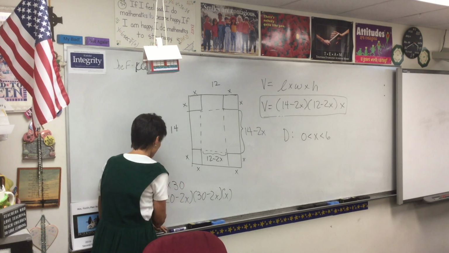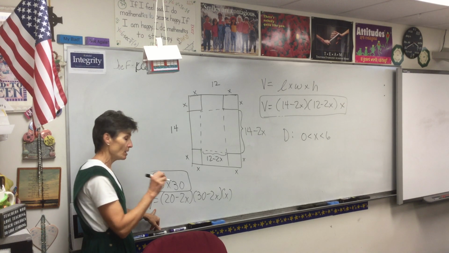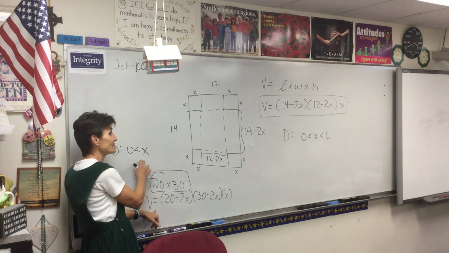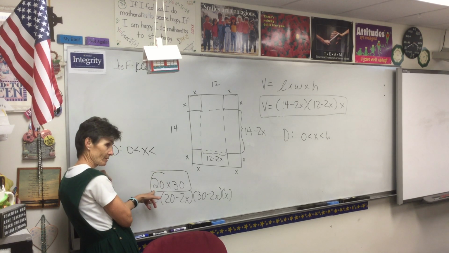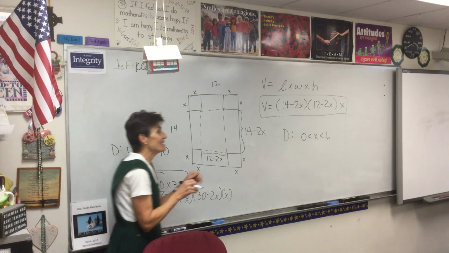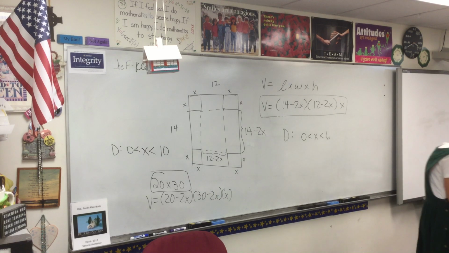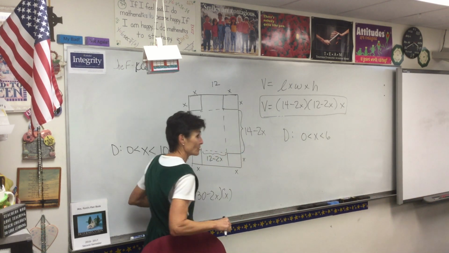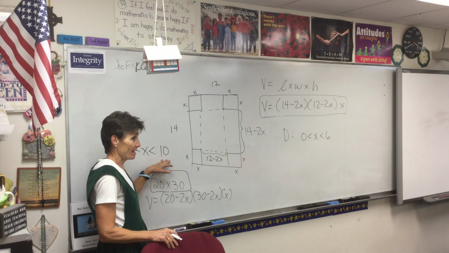So let's come back to this piece of paper. This was our setup for our volume. What would our domain be here? Clearly, x has to be bigger than 0 and less than 10. Kids, it's less than half the smallest dimension. It's a 20 by 30 piece of paper, so the smallest dimension is 20, so half of that would be 10.